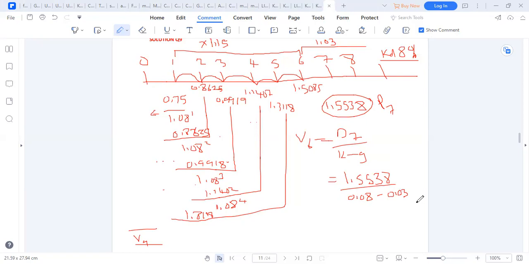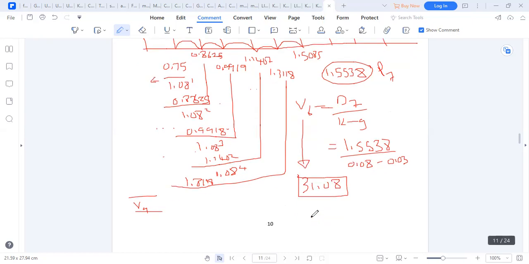So when we calculate it, we're getting an answer of 31.08. What do we call this value? And what do we do to this value? This is the value of stock as of year 6. So now we discount this value to present. How do we discount it? Divide by 1.08, the growth rate. Good, 1.08 to the power what?